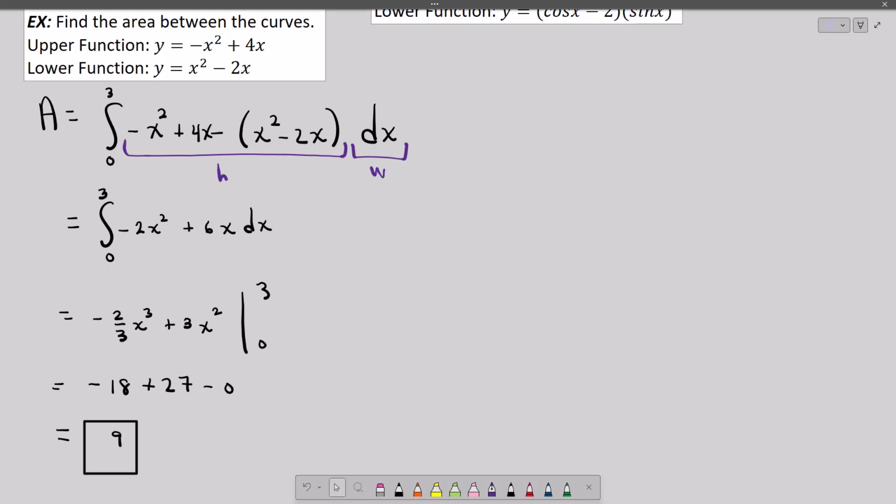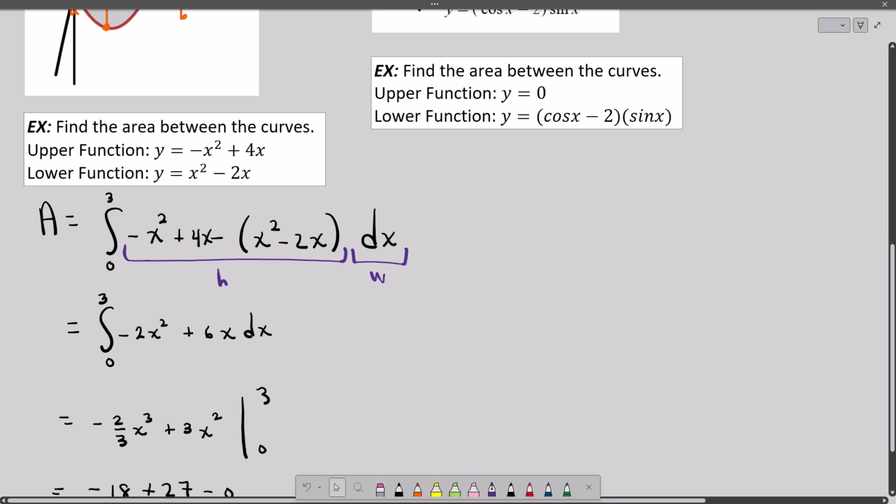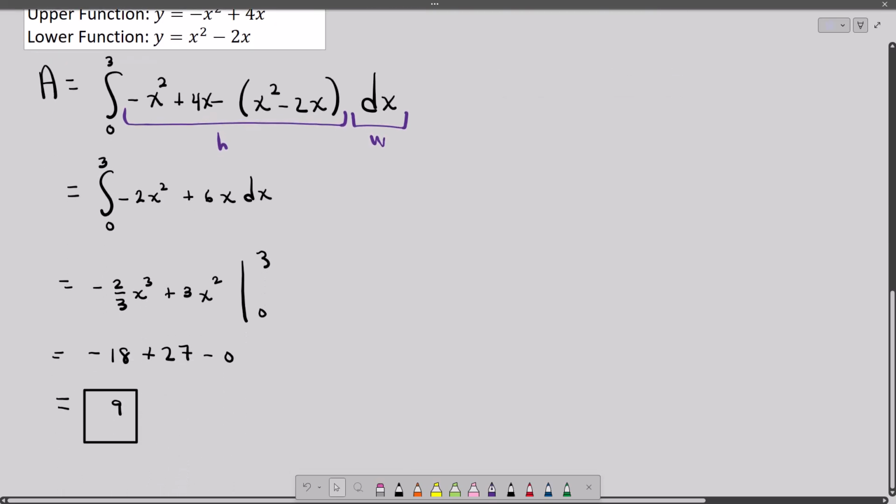So from 0 to 3 with dx at the end, and then the next step, that's just the derivative, right? This in here is the upper function minus the lower function. Yep, and then that. And then this is simplified, and then this is the integral.